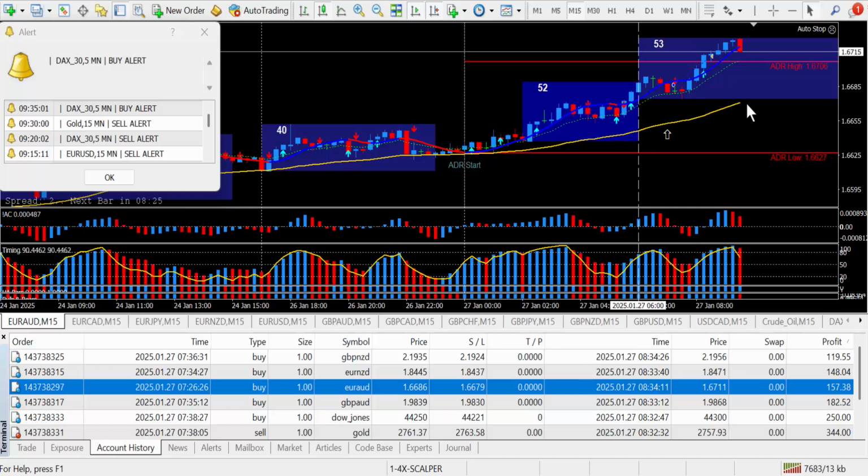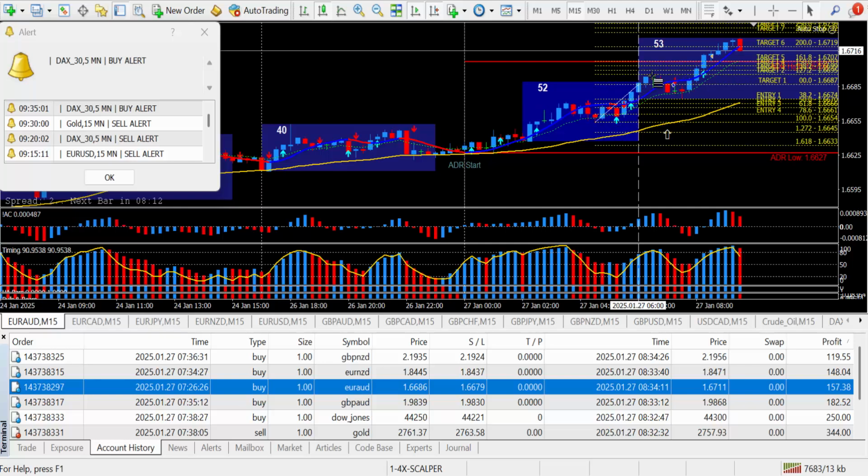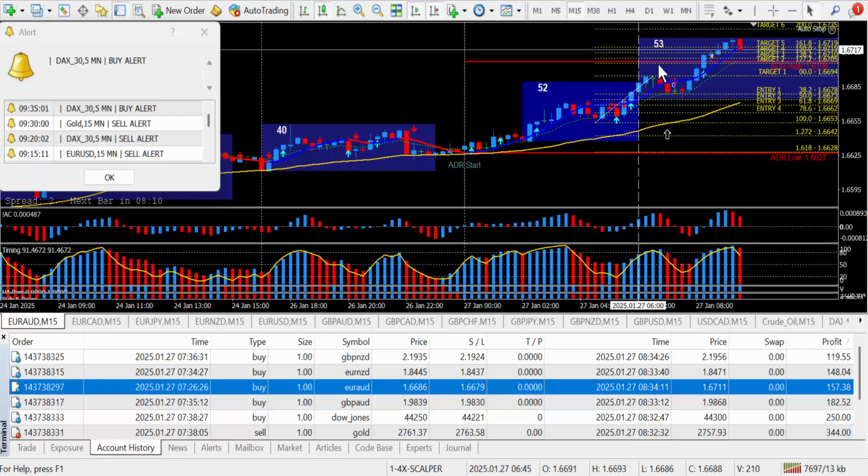Another tool I recommend you get your hands on is a FibMaster tool. You would just click on this tab right here, and you would go from swing low right here to swing high. Here's your pullback.